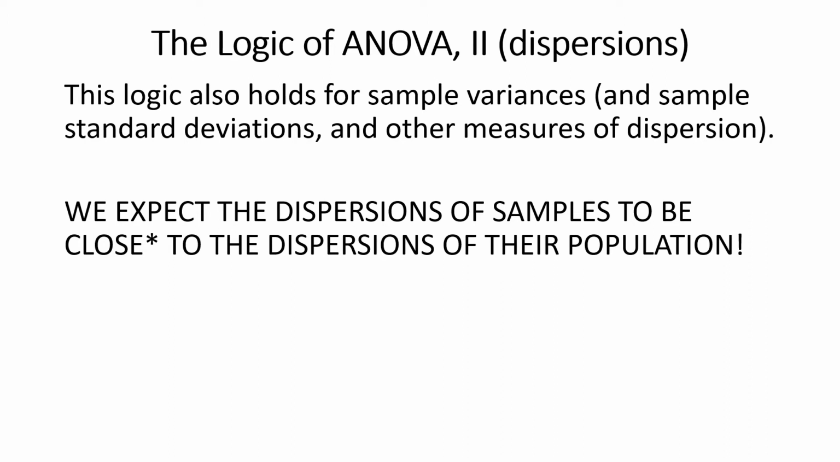Okay, so we expect the dispersions of samples, so we expect sample standard deviations and sample variances, to be pretty good estimates of population variances and population standard deviations, right? So that's sort of the underlying logic here. In the next slide, I'll try to show an example using box plots.